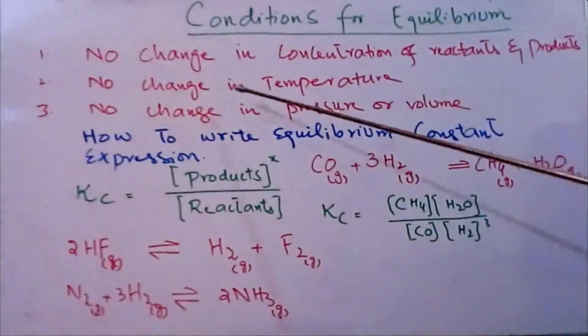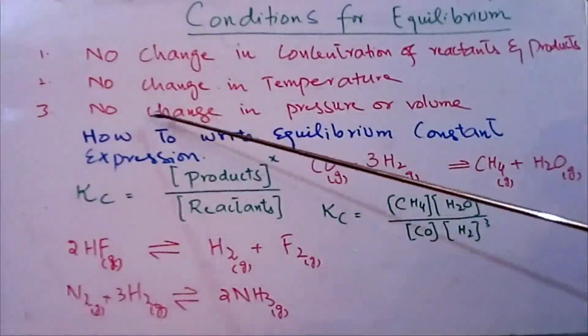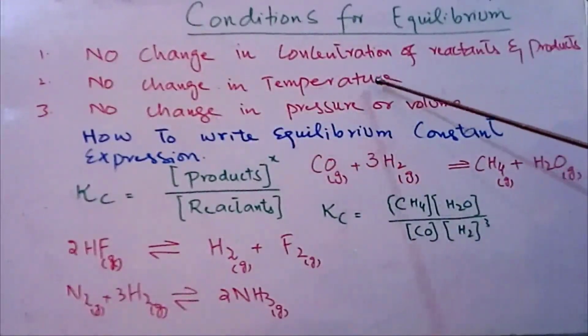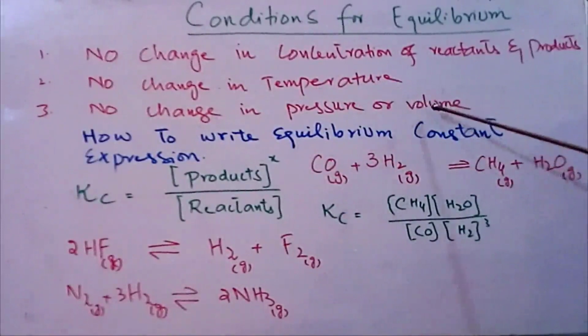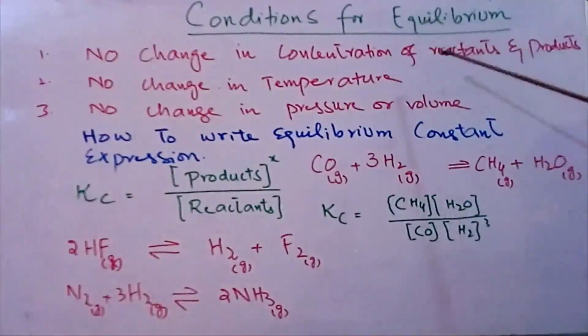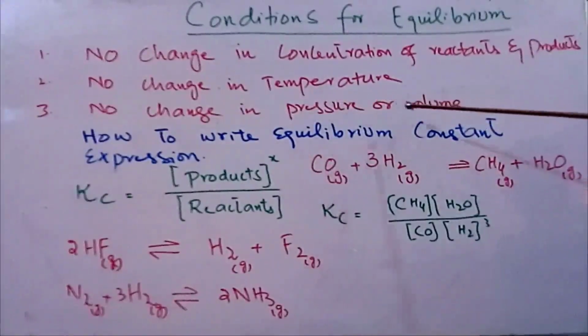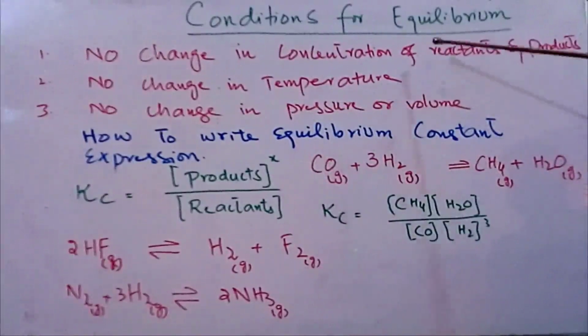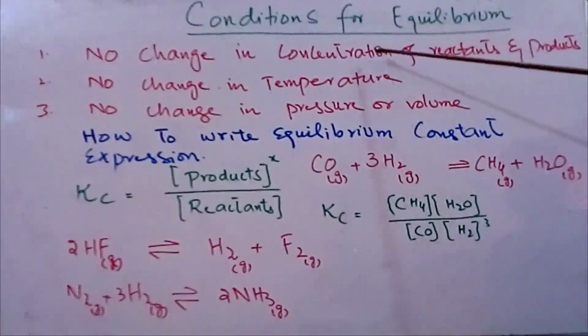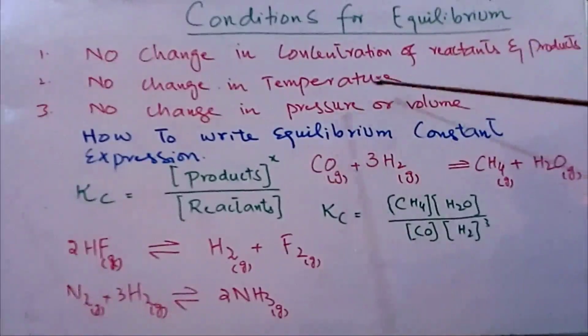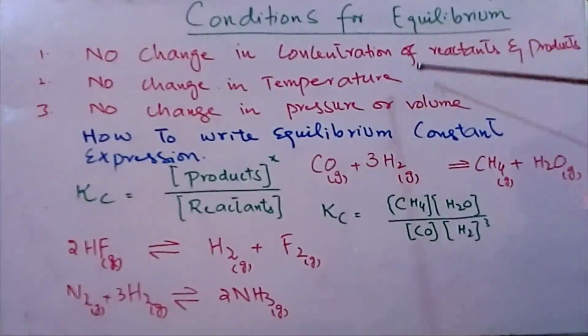Temperature must remain constant, there must be no change in temperature, and similarly no change in pressure and volume. If temperature, pressure or volume is changed, again the equilibrium condition will be disturbed, and the reaction will move either in the forward direction or the backward direction, in order to minimize the effect of the change brought about in the temperature, pressure or volume. These are certain conditions which must be followed during the equilibrium state, and in higher classes we will read about the effects of changes in concentration, temperature, pressure and volume on the equilibrium state, which is discussed in Le Chatelier's principle.